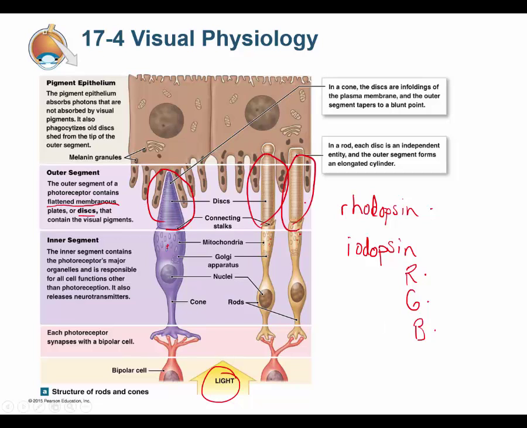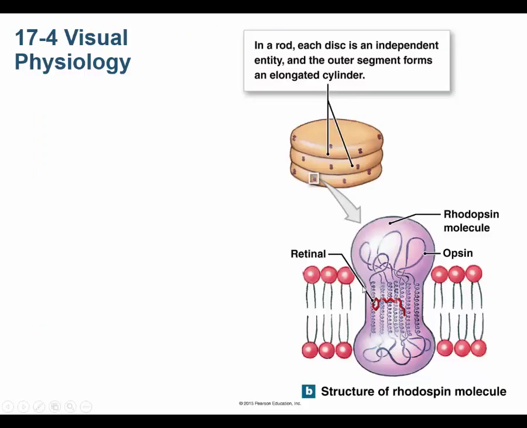All right. If you've ever taken general biology or something like that, it's similar to a thylakoid membrane of a chloroplast, in the way that it's a flattened disc or flattened membrane system containing a pigment. Like the chloroplasts have these thylakoid membranes containing chlorophyll. Well, these are flattened membranes containing rhodopsin and iodopsin. Rhodopsin for rods, iodopsin for cones.